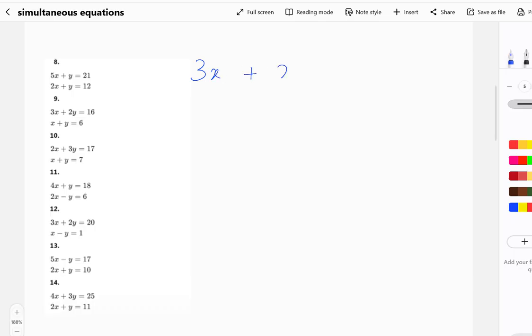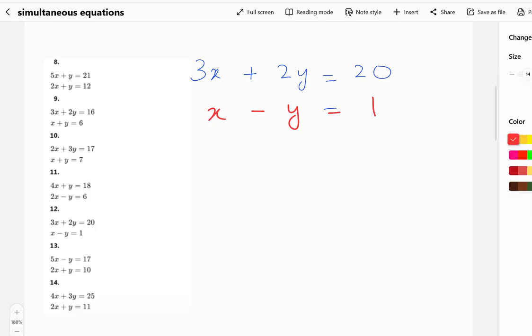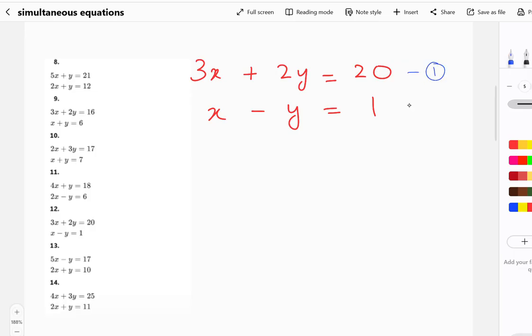3x plus 2y equals 20. x minus y equals 1. So these are the two equations, and we're going to name them first. This is equation 1 and this is equation 2.